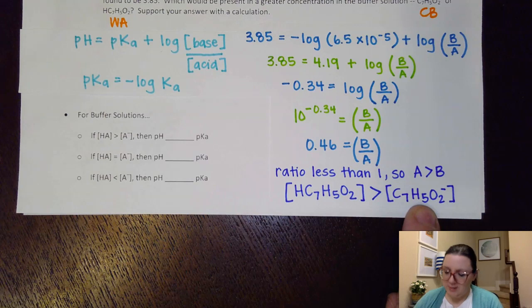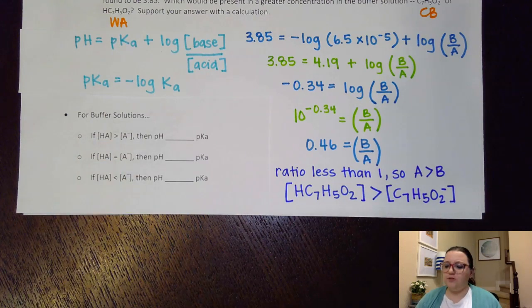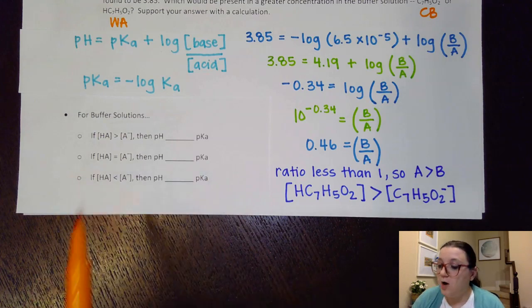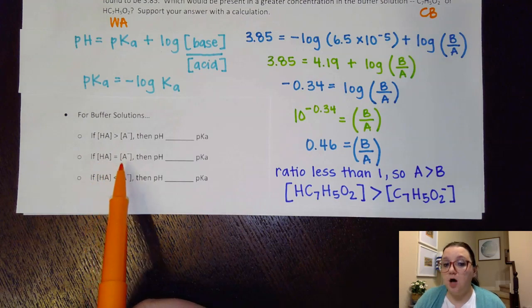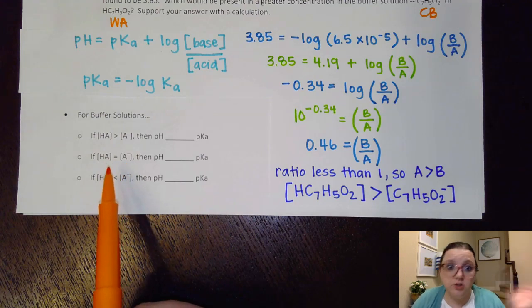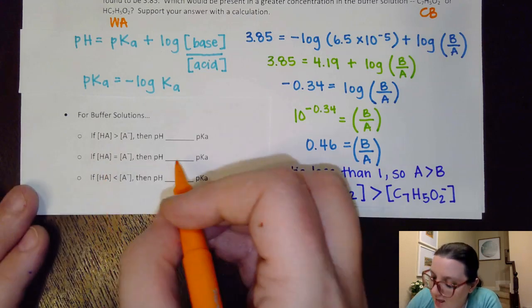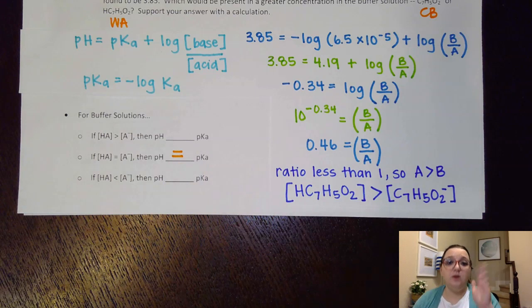So here's the deal. We've seen a few things on this page. First off, I'm going to actually fill out this middle one first. If our acid is equal in concentration to the conjugate base, or for a base, if the weak base is equal to the conjugate acid, if the original substance and the conjugate are equal, then the pH equals the pKa. You would be at the half equivalence point on a titration.